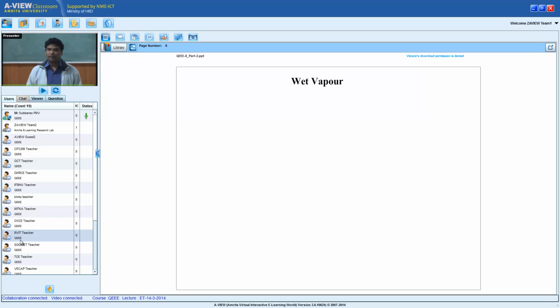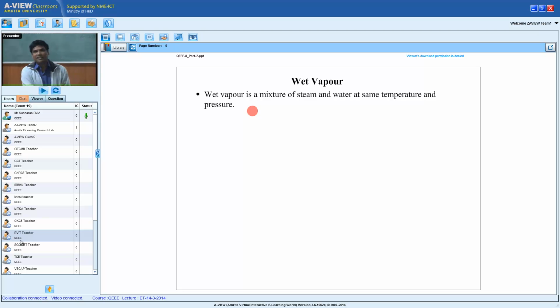There is some steam, but there is some amount of water also. Isn't it thrilling? I have some drops of water in the steam, or a few bubbles of steam in the water. Both things are exciting for a researcher, and wet vapor is a mixture of steam and water at the same temperature and pressure. Now the question was, the initial thinkers and genius people wanted to understand this.